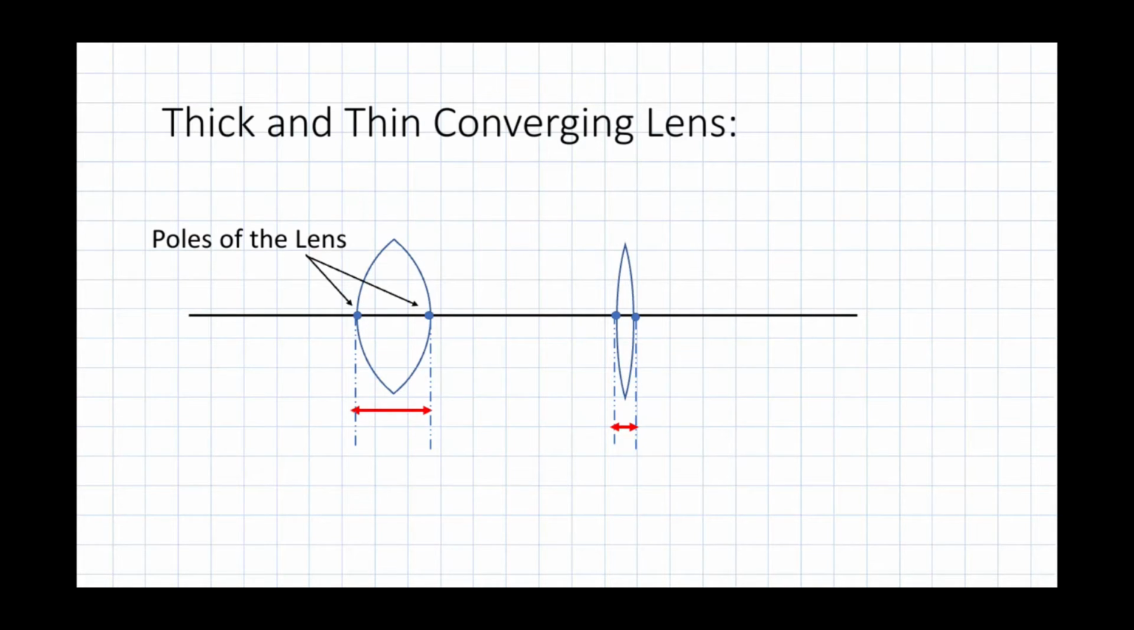Now actually we are turning towards our main topic, that is the lens equation. But before that, let us consider an important concept related to the lens. See here, it is shown that this is one convex lens and this is another convex lens. But what we observe is that the distance between these two poles is very large. So this kind of lens is called a thick lens.